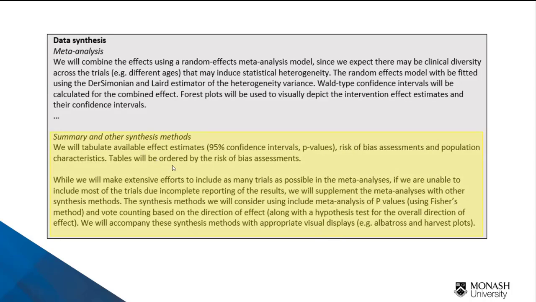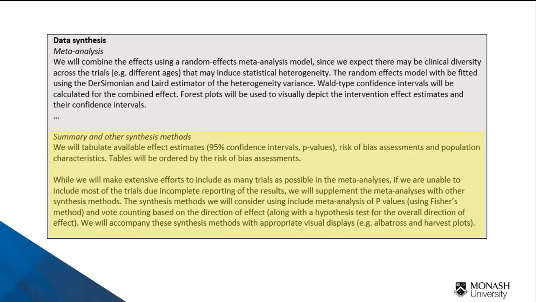The first thing is that, and this is good practice for any review, we will tabulate available effect estimates, risk of bias assessments and population characteristics, and tables will be ordered by the risk of bias assessments. But we always want to present the available information in a structured way, and a way that's helpful for interpretation whenever we do reviews. Then the next part is talking about what you might do in the situation where, for example, you're not able to meta-analyse all the studies.